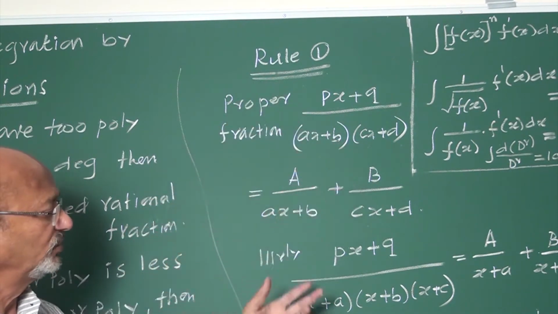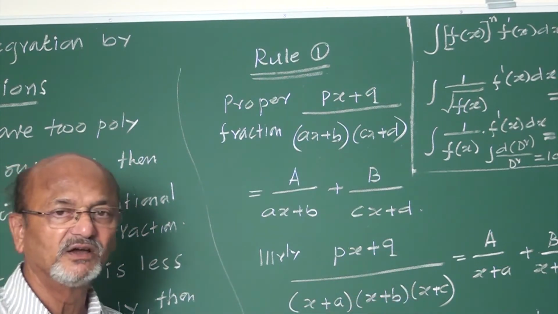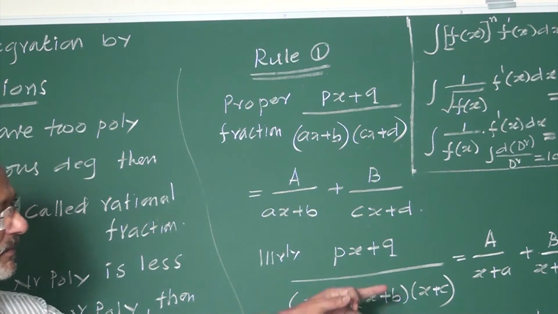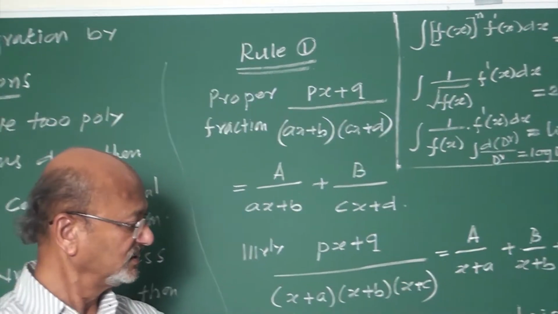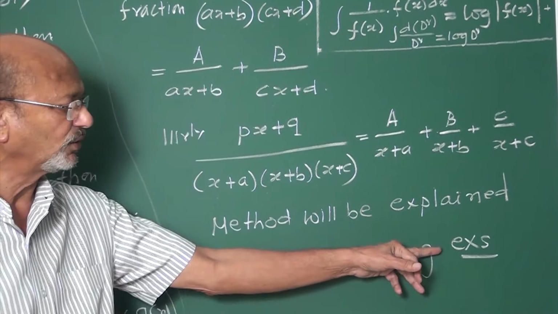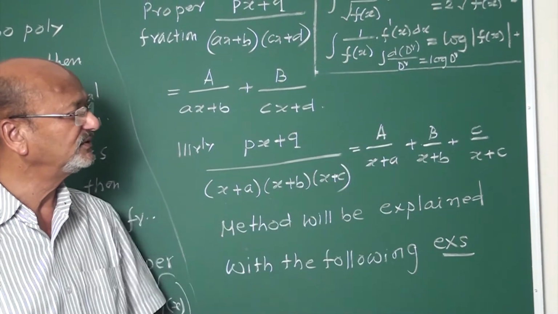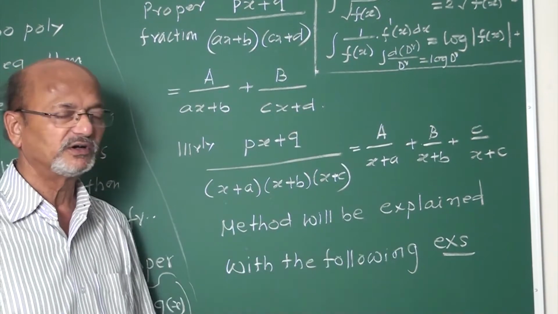If there are 3 factors, then A upon this, B upon this plus C upon this, where A, B, C are real numbers. We will explain how to find the values of these A, B, C with the help of the following examples: how to find A, B, C and how to find the integration, everything.